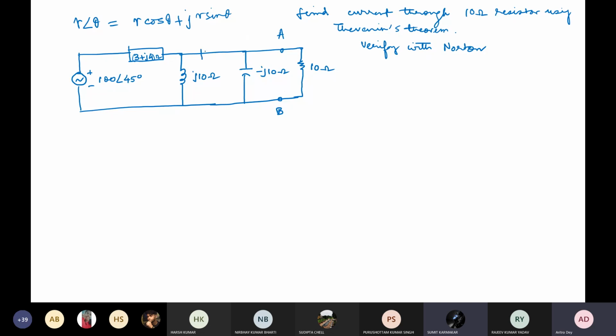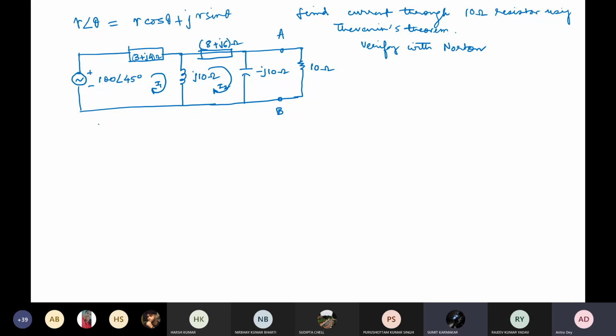Let us take another impedance here, which is say 8 plus j6 ohm, like that. So this is another thing, this is another thing. Now we'll apply loop analysis. We'll take loop current, which is I1 here, this is I2 here. If we can find out I2, then the drop across this capacitance will give you the voltage across the terminals A and B, right? So let us do that.